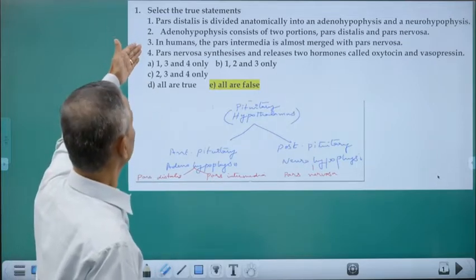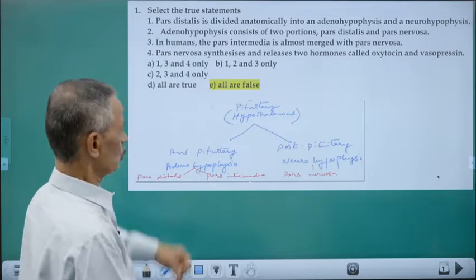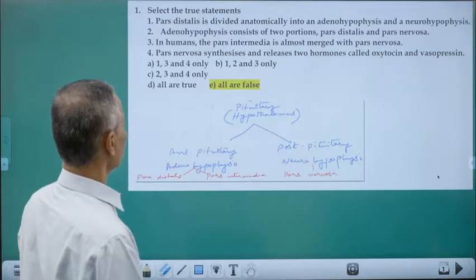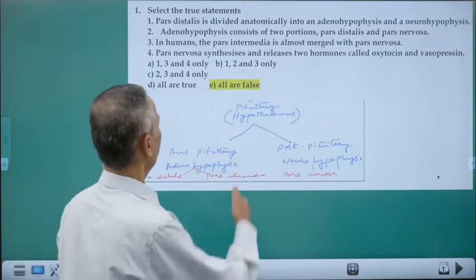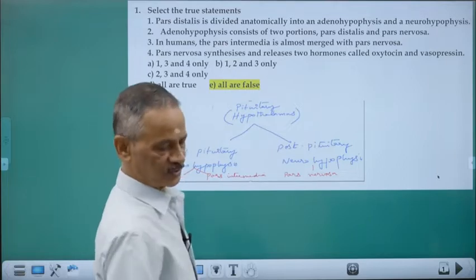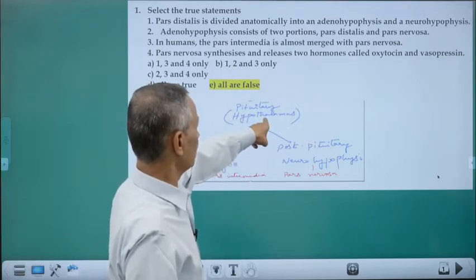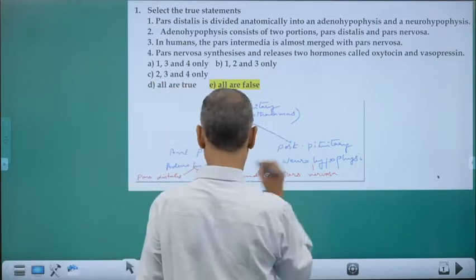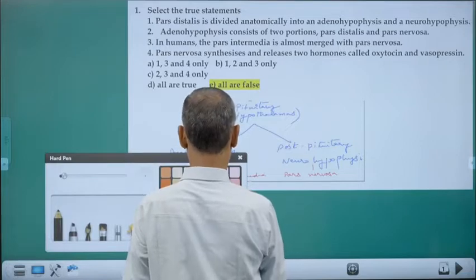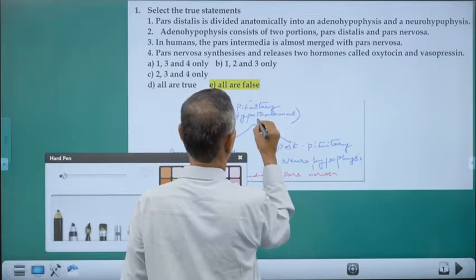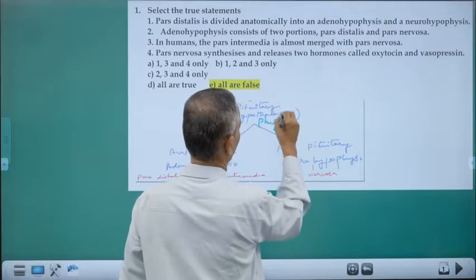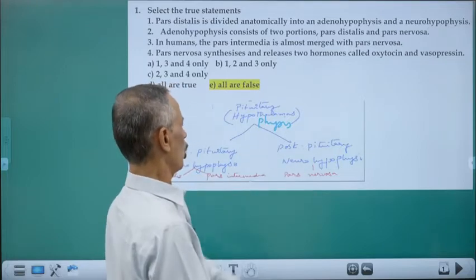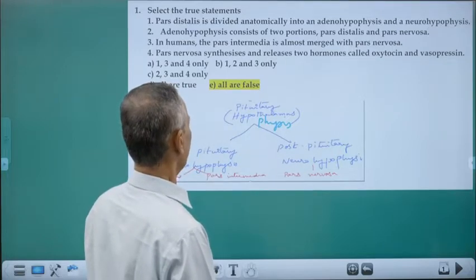Select the true statement. This is regarding pituitary. Before going to the options, you should understand what is pituitary. It is also called hypophysis. It is attached to the hypothalamus. That's why it is called adenohypophysis and neurohypophysis, anterior pituitary and posterior pituitary.